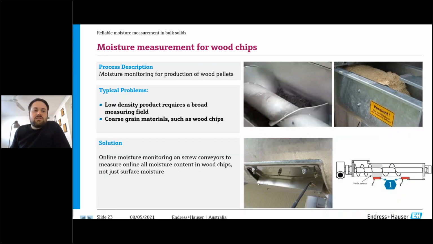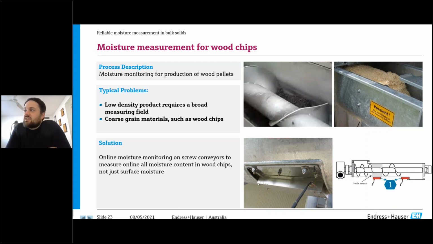And finally, the last one I just want to cover from a construction materials example is around the process of creating wood pellets. So some of the typical challenges for this is that the wood chips can be quite varied in particle size, quite large particle size, and also very low density. And this can be quite a big challenge for traditional methods of moisture measurement.